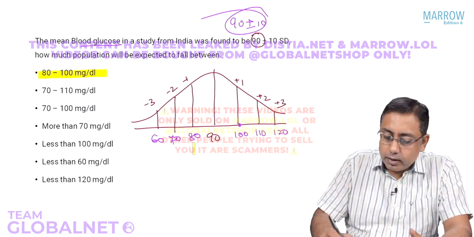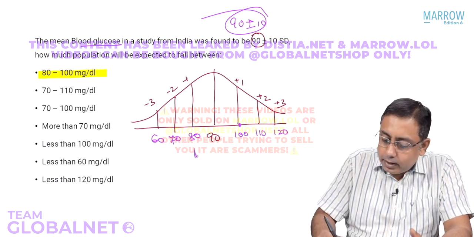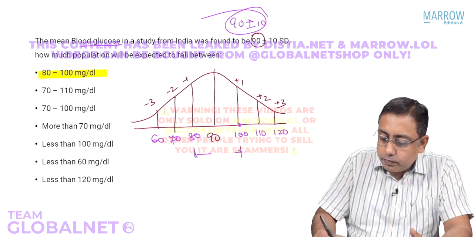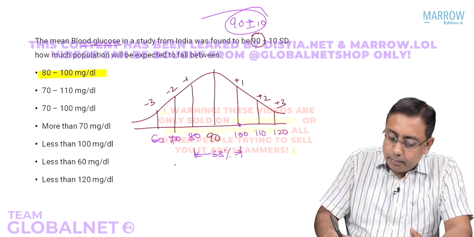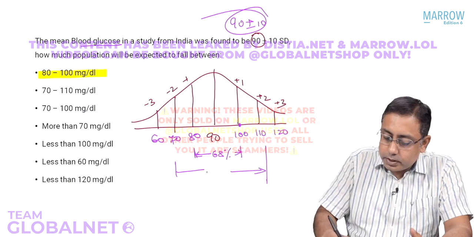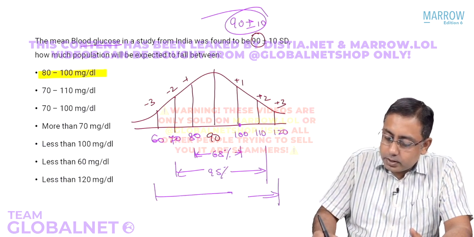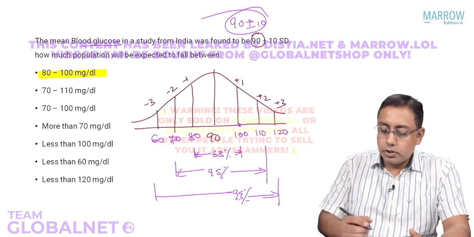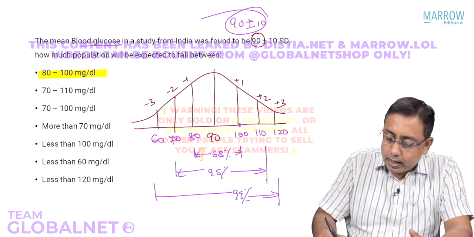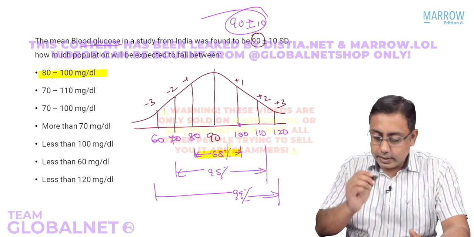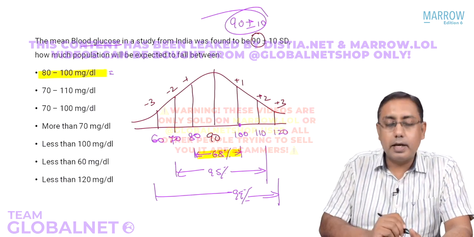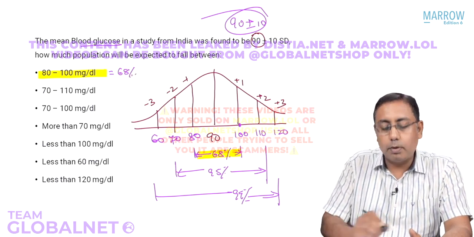So what do you think? You already know that between 80 and 100, 68% of the population will lie. Between 70 and 110, 95% of the population. Between 60 and 120, 99%. So how much percent of the population will lie between 80 and 100? 68%. The answer is very direct, that is 68% of the population will lie.